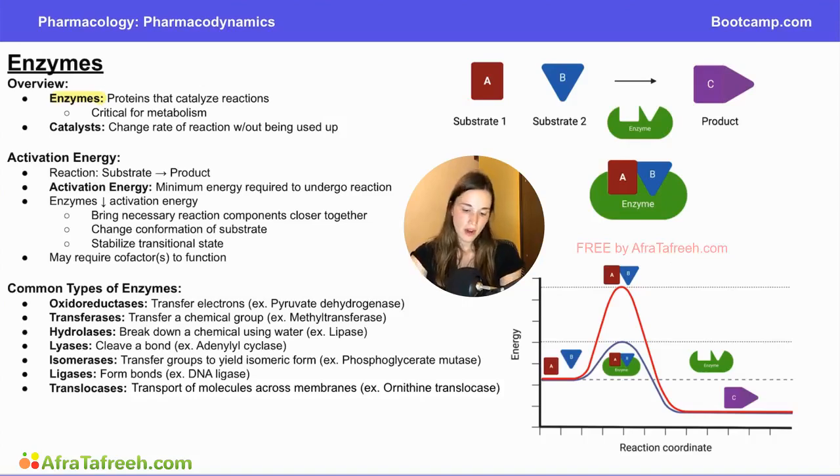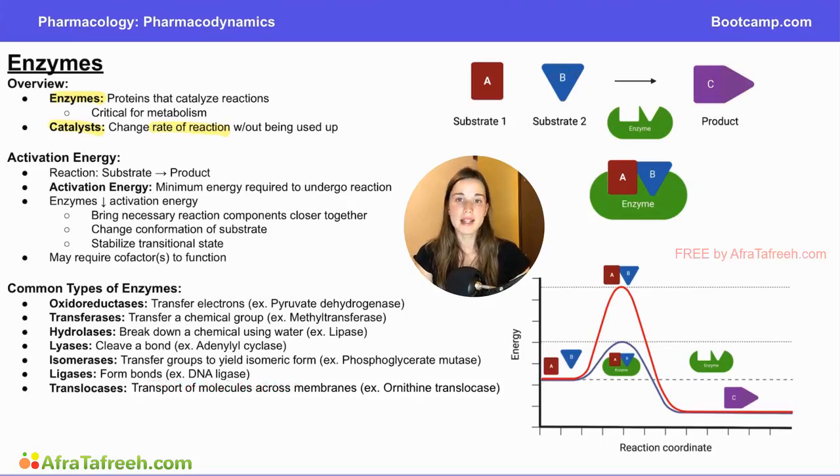They are catalysts, which means that they increase the speed of the reaction, but they're not actually used up during the reaction like a substrate would be. So a single enzyme can catalyze multiple reactions. Let's take a look at this sample chemical reaction here. Here we have substrate A and substrate B coming together in order to form product C.